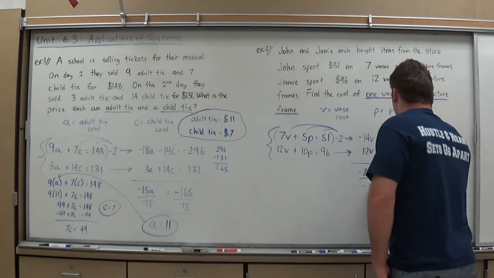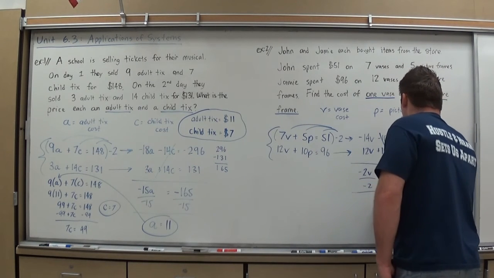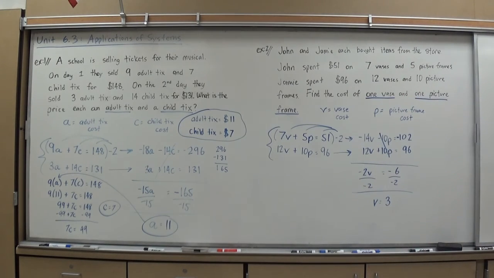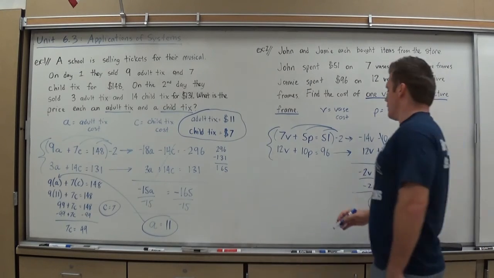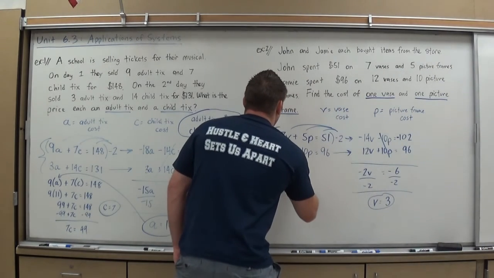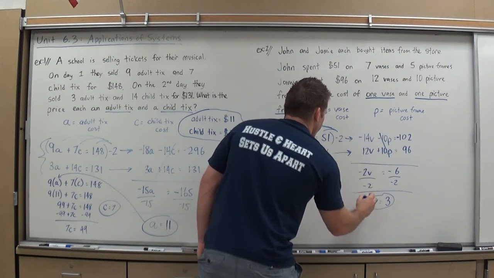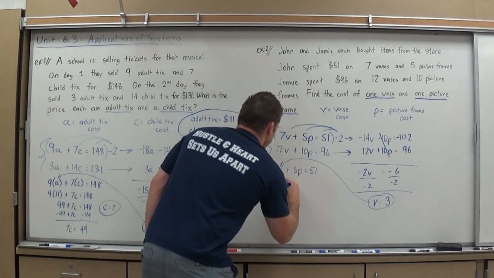Now I can divide both sides by -2. My answer is seeming a little more correct. Wouldn't want to pay as much as that was going to be for a vase. Definitely wasn't going to pay negative numbers. So V is 3, and now I can plug that back in to one of the original equations. 7V plus 5P equals 51. Take what V is, which is 3, plug it in.